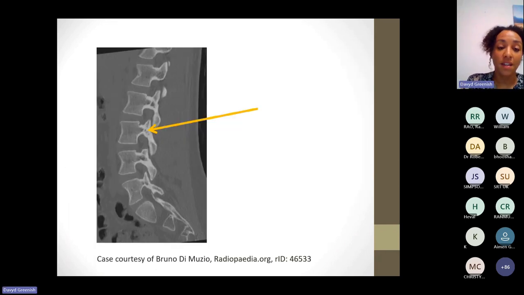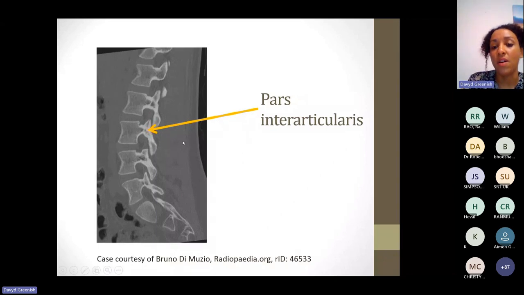And this is just to flag pars interarticularis. So you've got your inferior articular facet and your superior one. The bony bit between them is the pars interarticularis. And I think that can be hard to understand sometimes. So it can be tricky to sort of orientate yourself there. But if you ever hear this phrase, that's what they're referring to. It's the bony bit between the two articular facets.